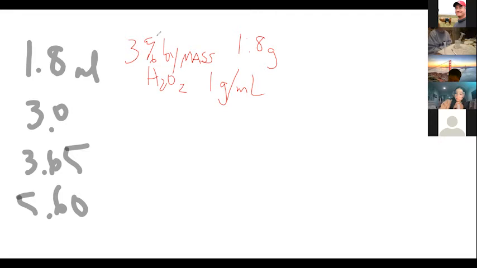Now, 3% of that mass is hydrogen peroxide. So we just multiply that by 0.03, sorry. That gives us our mass of hydrogen peroxide.